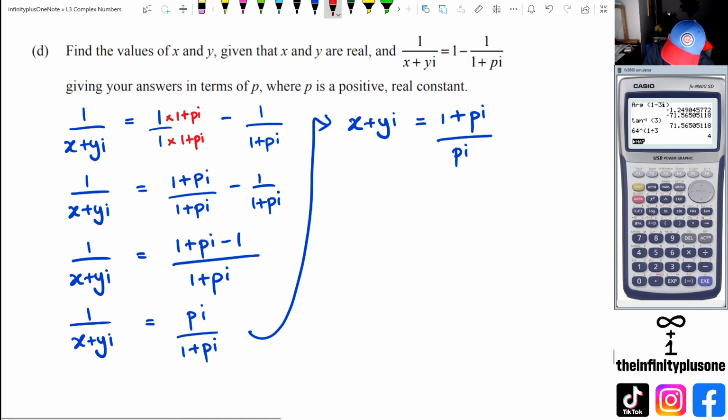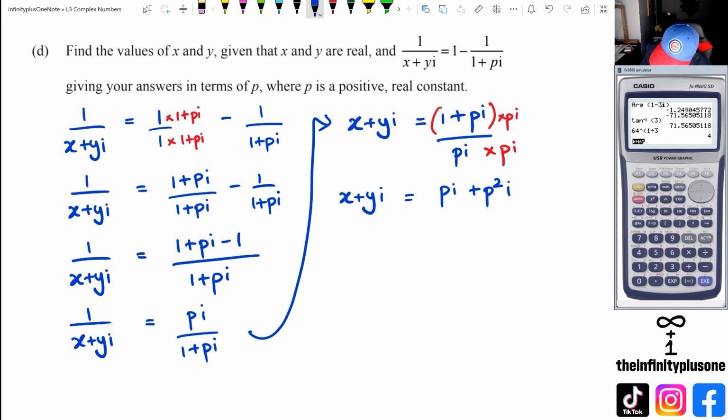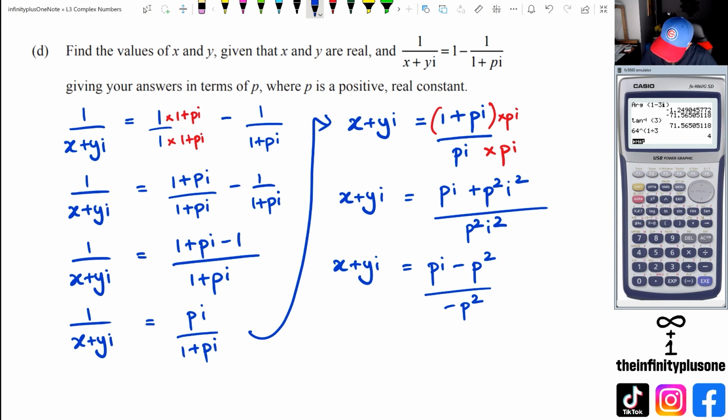Okay, now I want to rationalize the denominator. So I'm going to multiply the denominator by pi, and I'm also going to multiply the numerator by pi. When I do this, I get x plus iy equals pi plus p squared i squared, and that whole thing is divided by p squared i squared. From here, I know that i squared is equal to -1. So I'm going to write this as x plus yi equal to pi minus p squared, divided by negative p squared as well.